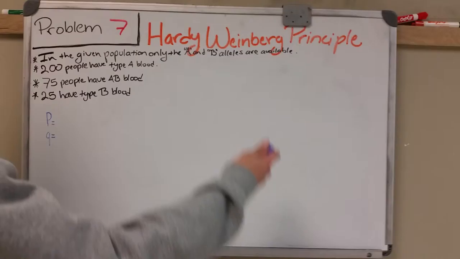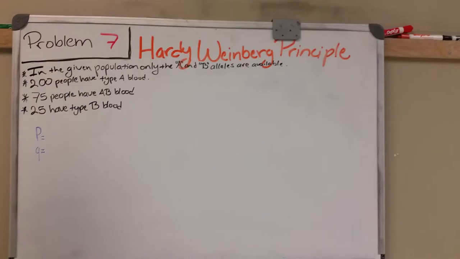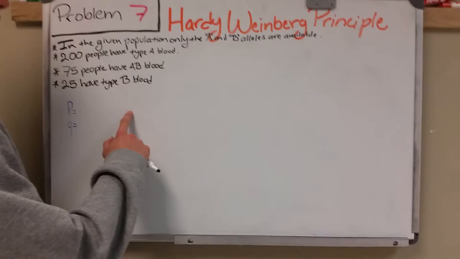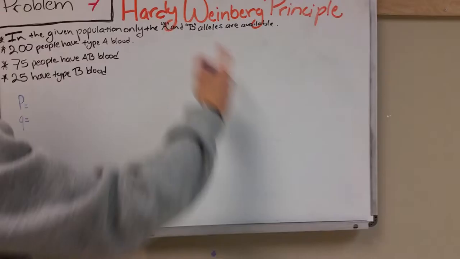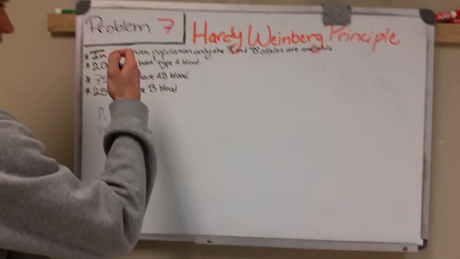Trying to see what blood type they were. 200 people had type A, 75 had AB, and 25 had B. Nobody had type O blood, which is recessive. So we have a co-dominant situation where A and B are both dominant alleles. So it tells us to find the allele frequency of A and B.